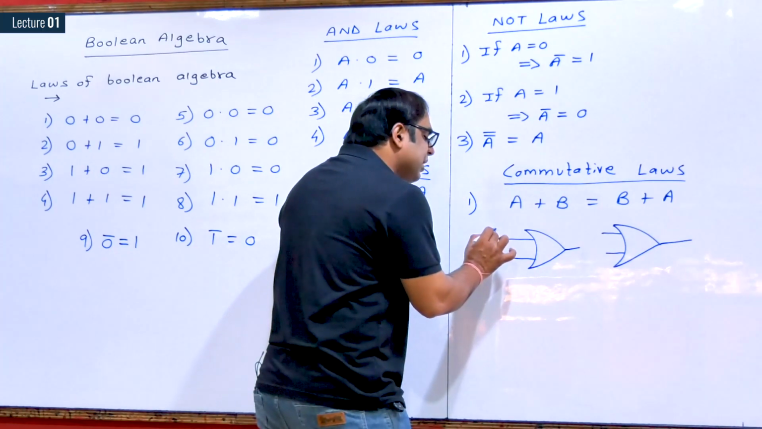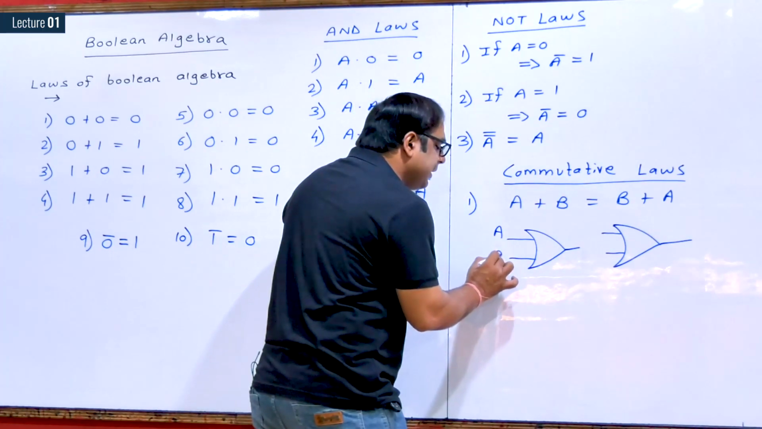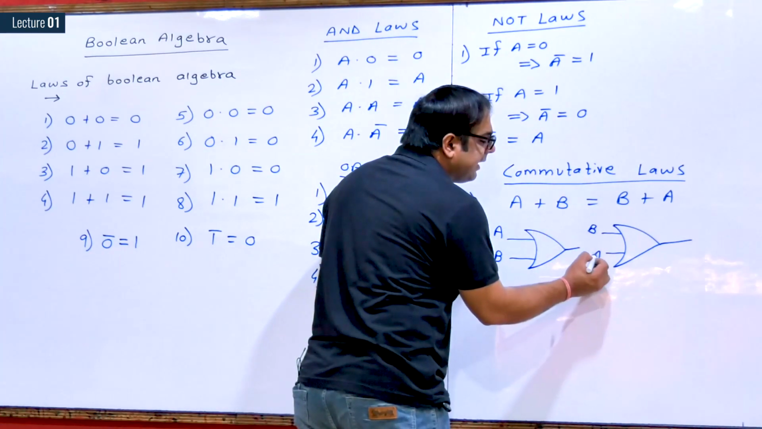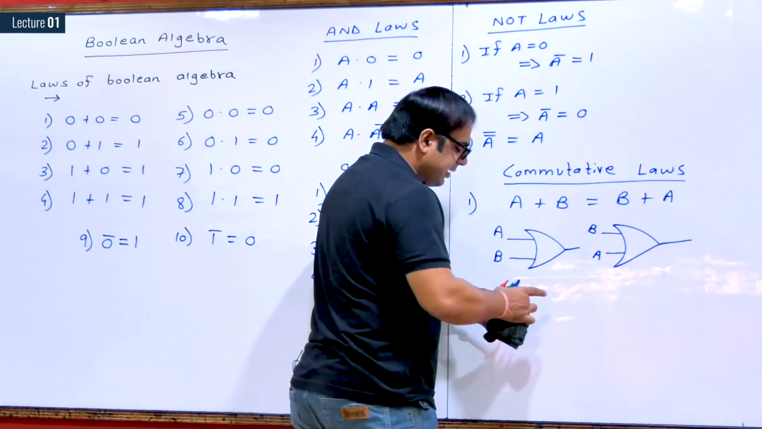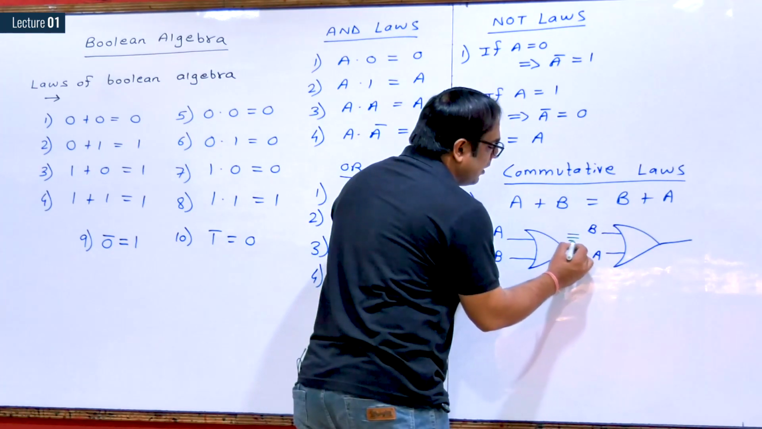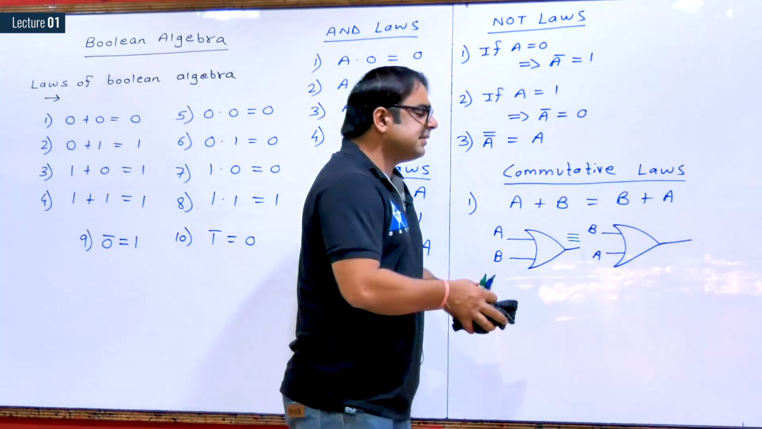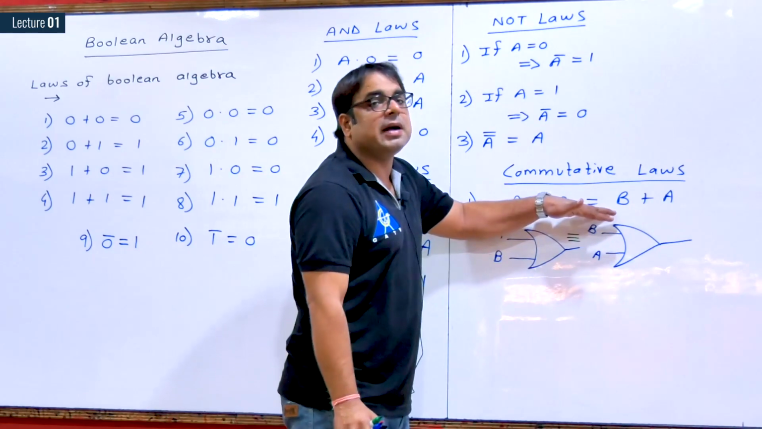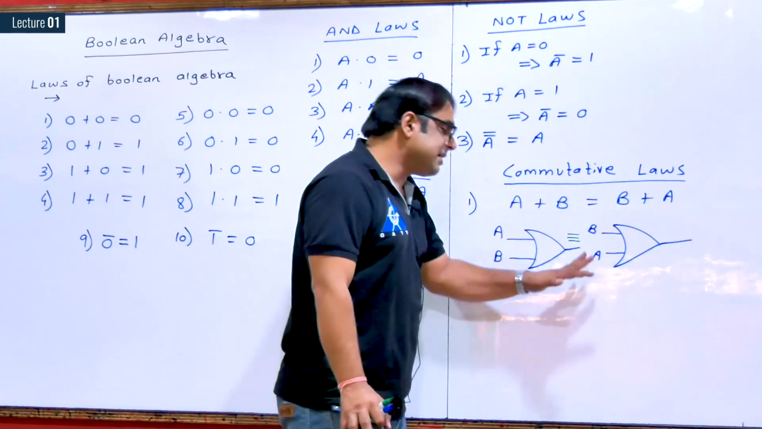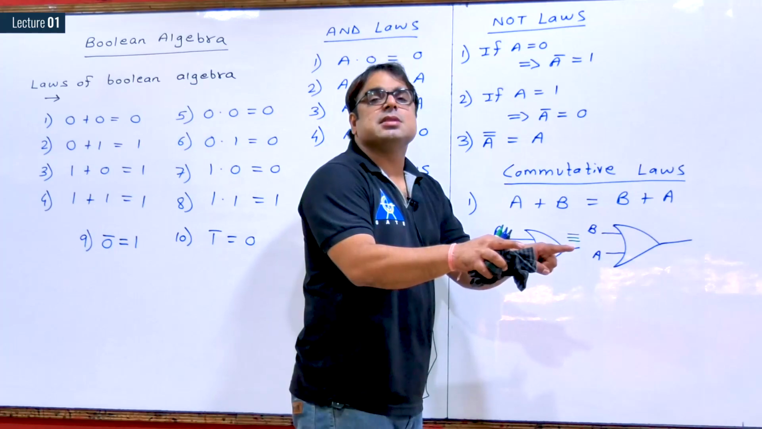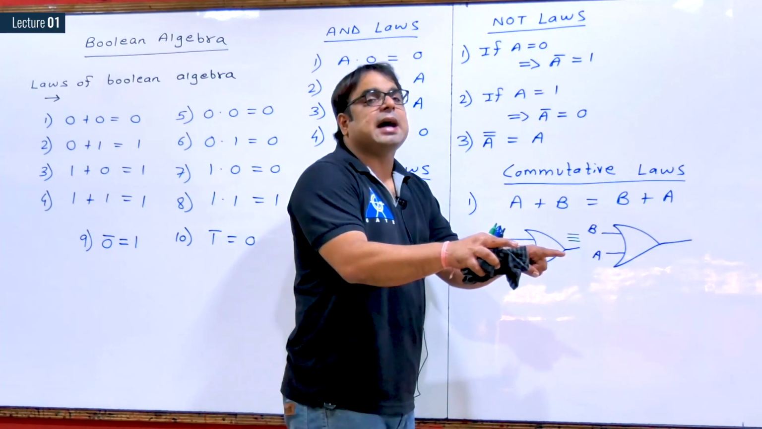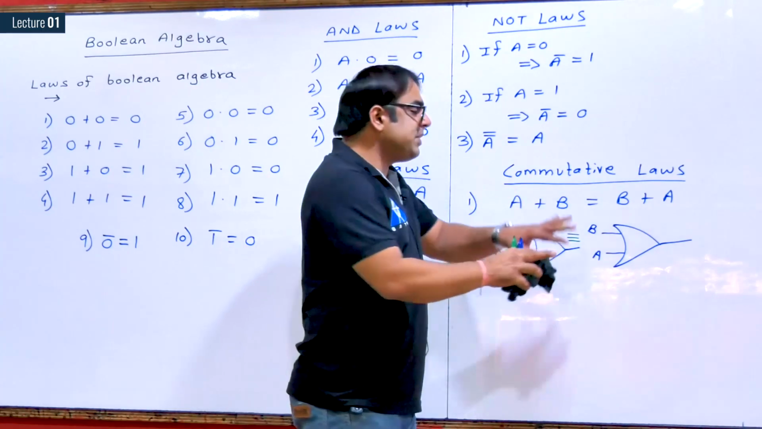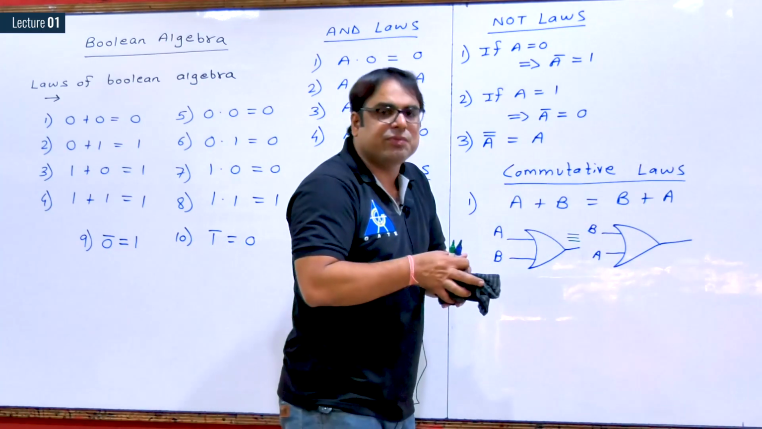It means if I give input A here and B here, and if I exchange it, if I give the input B here and A here, this representation will be equivalent. So the law is very simple, but the basic significance is it is saying both the terminals of any gate are the same. You can give any of the inputs to any of the terminals. This is the simple significance of commutative law.